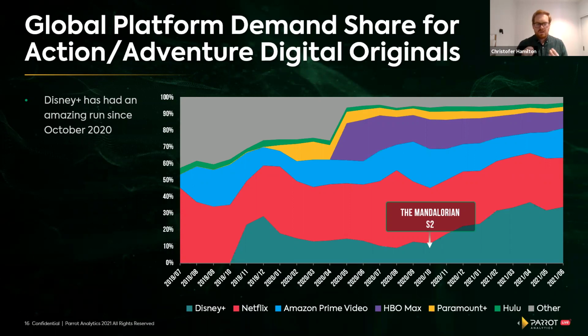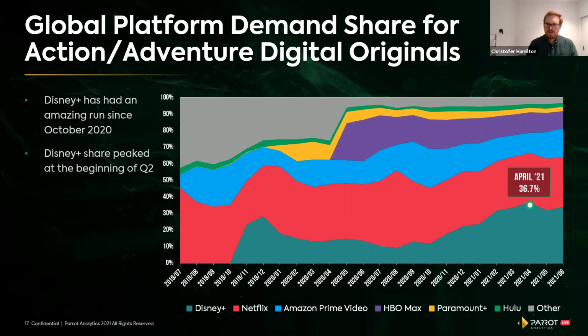And I know there's been this narrative of Disney Plus being this unstoppable force, growing aggressively. And that's true, we're seeing that, but I did want to add a few points to paint a more nuanced picture. So first, if we look at Disney Plus's share of demand for action adventure series, we see it actually peaked in April at the beginning of the quarter at 36.7% share. So Disney Plus's demand share has really run up against some competition, some pushback, has hit a peak there and is off its highs in the remaining months of the quarter.